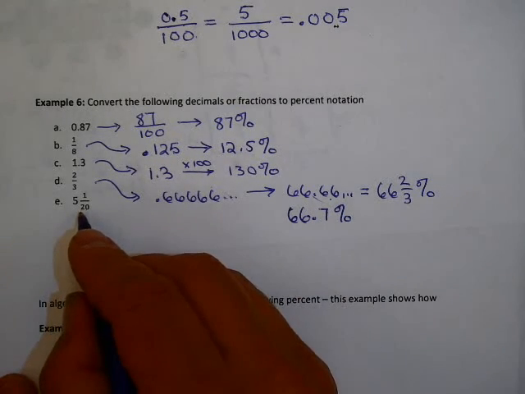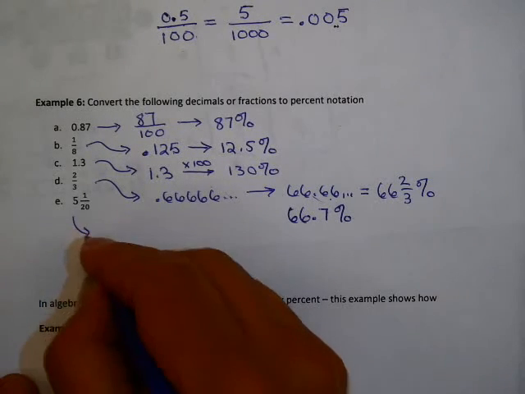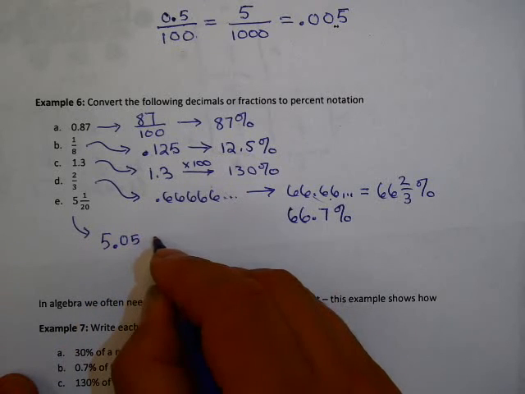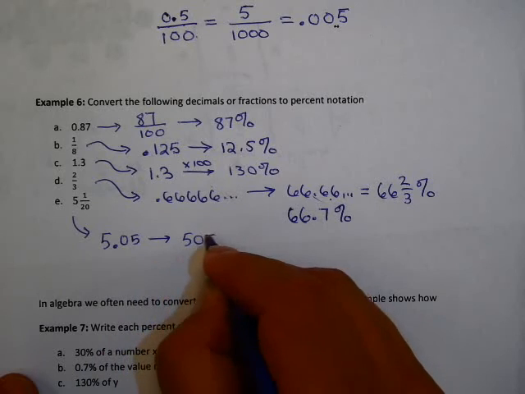5 1/20. You need to know what 1/20 is. If you divide 1 by 20, you get 0.05, so that's 5.05. If I want to write that as a percent, I'm going to multiply by 100, so that's 505%.